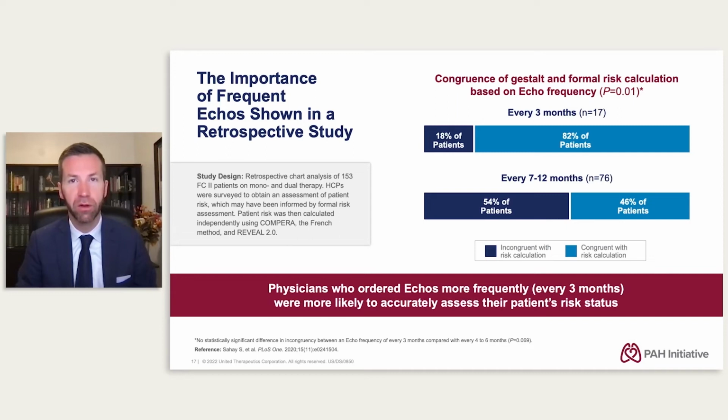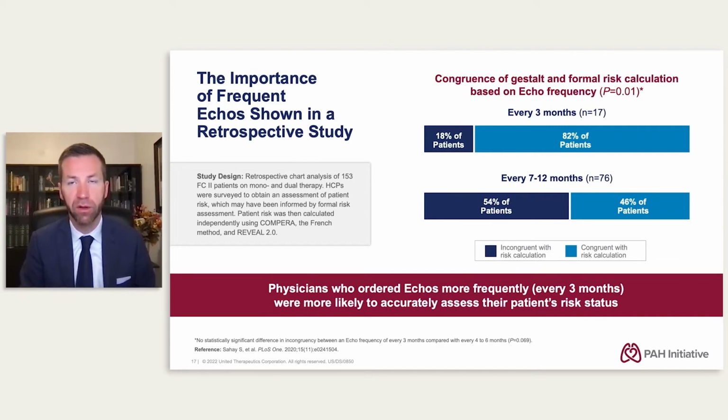The importance of frequent echo is shown in this retrospective study. This was a chart analysis of 150 functional class 2 patients who were on 1 or 2 medicines for their pulmonary arterial hypertension. And the healthcare providers were surveyed to obtain an assessment of patient risk, which had been informed by formal risk calculators. The patient's risk was calculated then using COMPERA, the French registry, and REVEAL 2.0.